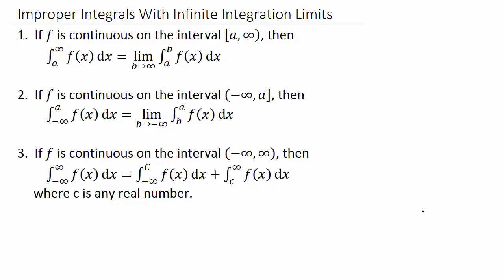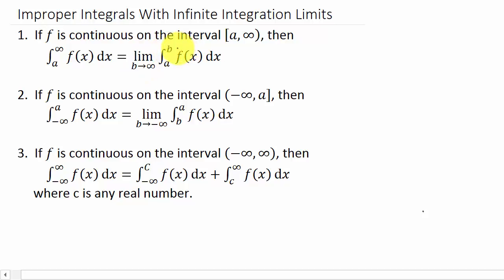Alright, so here's the second example: improper integrals with infinite integration limits. I went over this in the first video. If f is a continuous function on the interval a to b, then the integral from a to infinity of f of x dx is the limit as b goes to infinity of the integral from a to b of f of x dx. So we're replacing the infinity symbol with b.